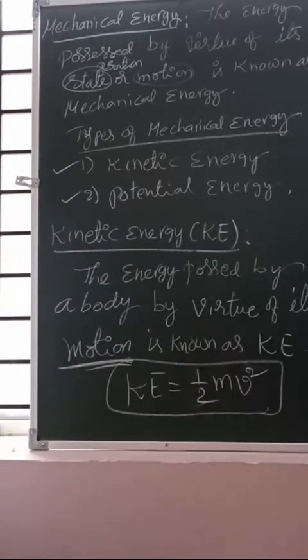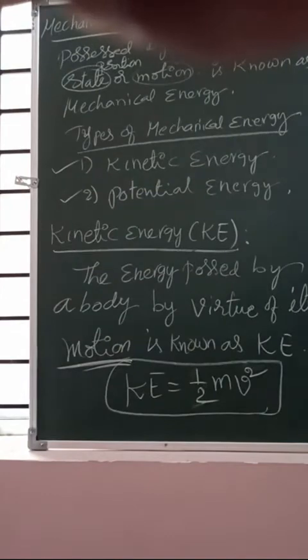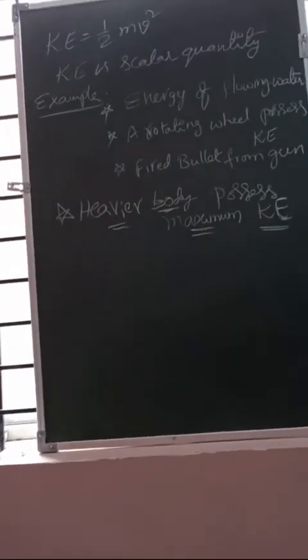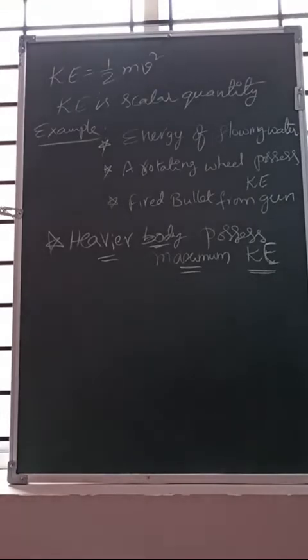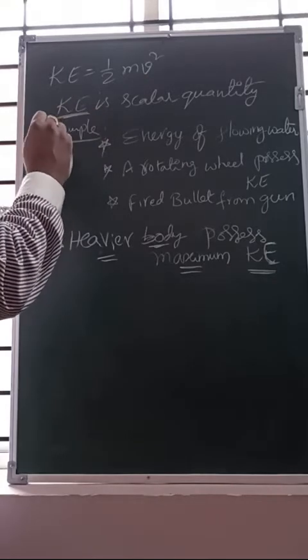The kinetic energy, what do you write? K equal to half mv square. Kinetic energy K equals half mv square. The energy possessed by the body by virtue of its motion. Any body that has motion gains or possesses kinetic energy. Is kinetic energy scalar or vector? Energy is a scalar, so kinetic energy is also a scalar quantity.